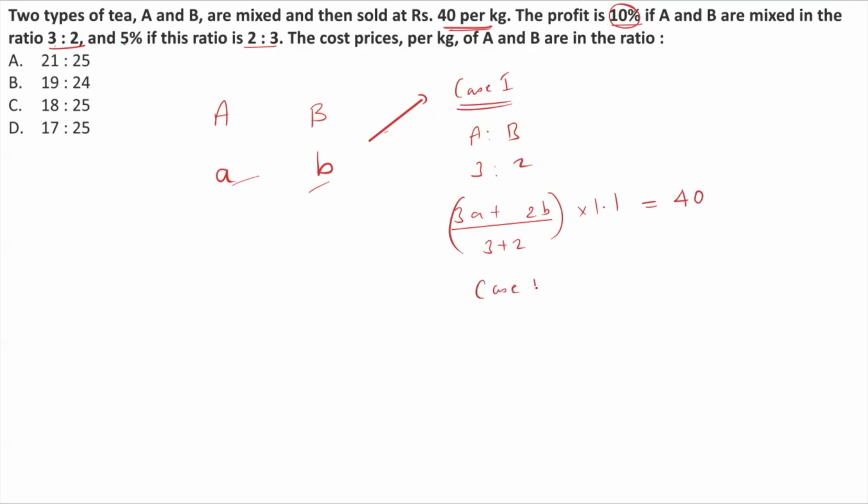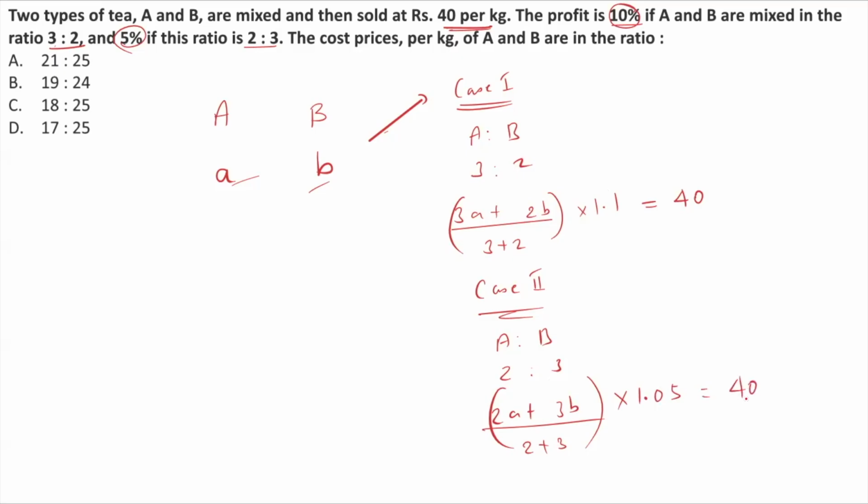Similarly, in our second case, A and B are going to be mixed in the ratio 2:3. In that case, the cost price for the entire mixture is (2 into A, 2A plus 3 into B, 3B) divided by 2 plus 3. This many rupees per kg. And here we have a 5% profit. So this cost price into 1.05 is our selling price of rupees 40.